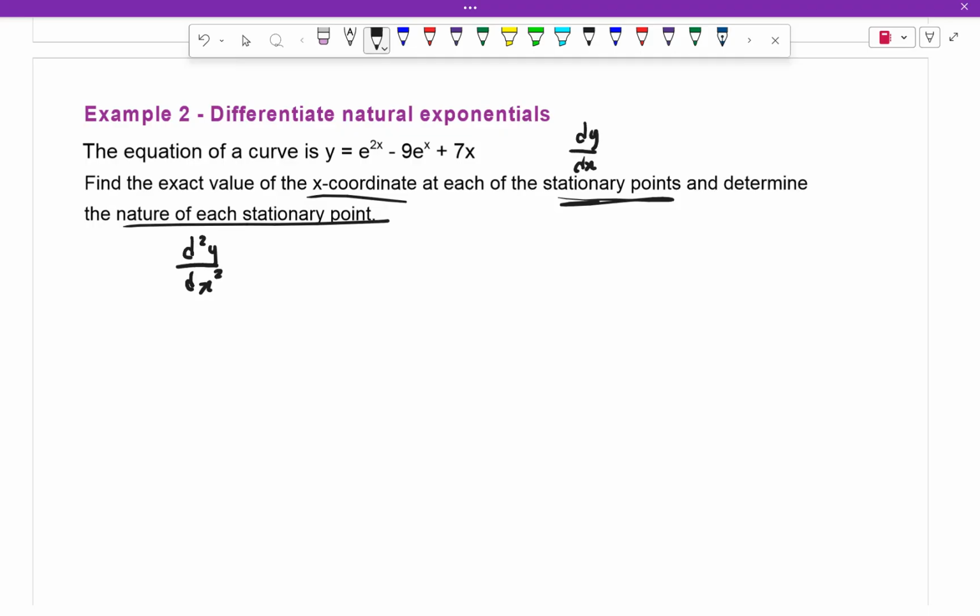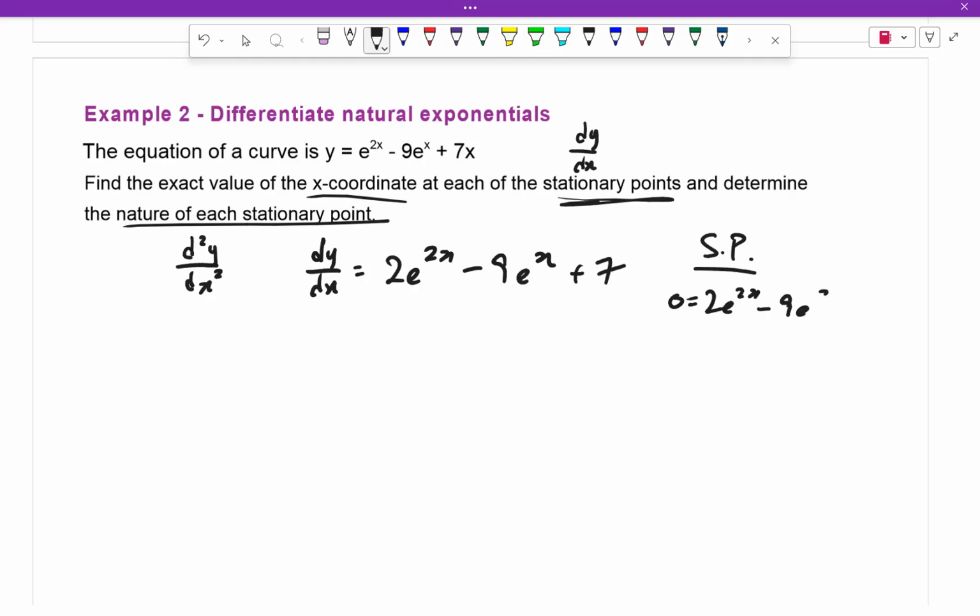If we do this dy/dx, dy over dx would equal 2e^(2x) minus 9e^x plus 7. Now, since it's a stationary point, dy/dx equals 0. So it becomes 0 equals 2e^(2x) minus 9e^x plus 7. Wait a second, looks familiar. Quadratic. Because we have e to the power of x equals u, if you want, you can do that. So it becomes 0 equals 2u squared minus 9u plus 7.